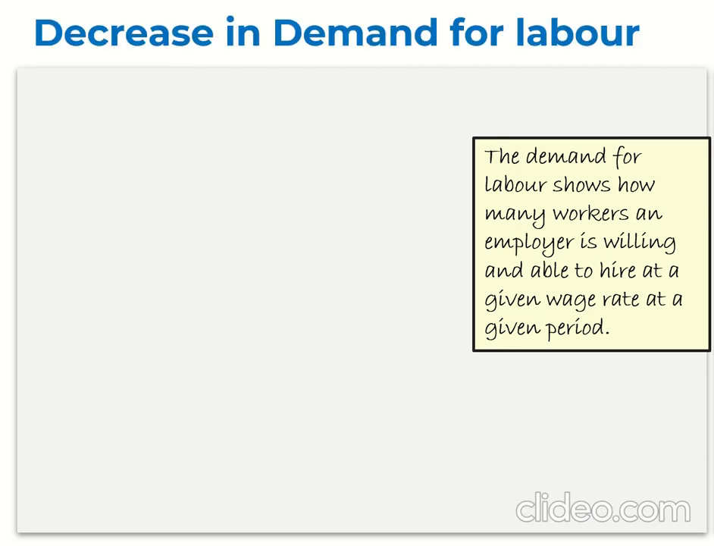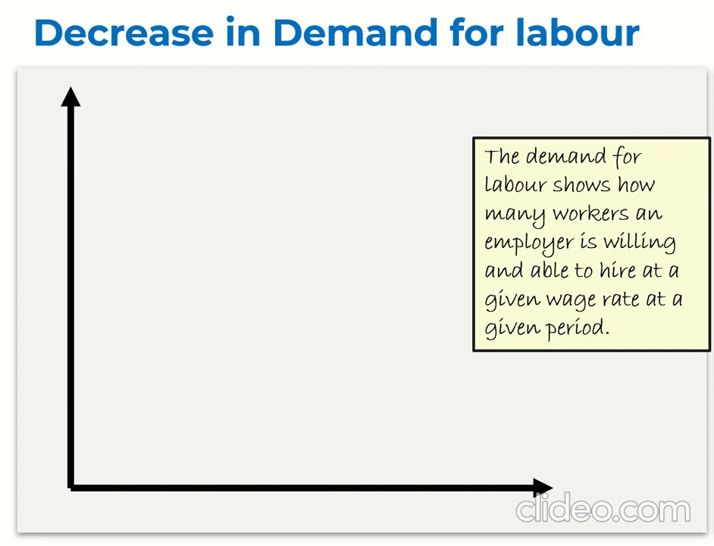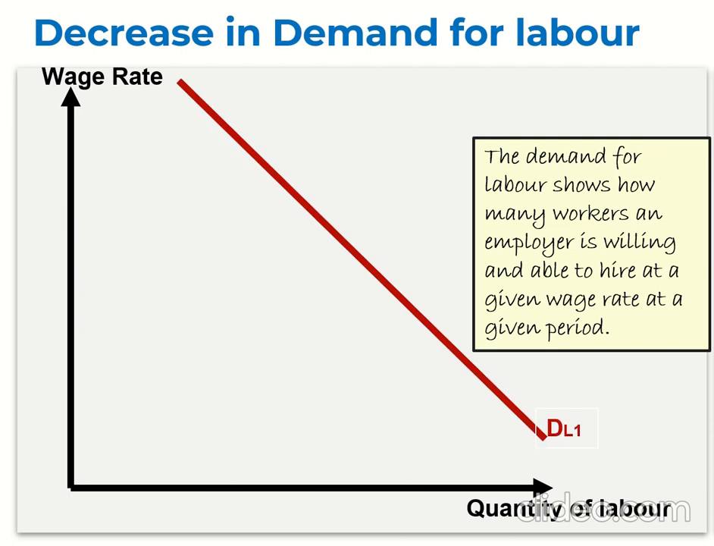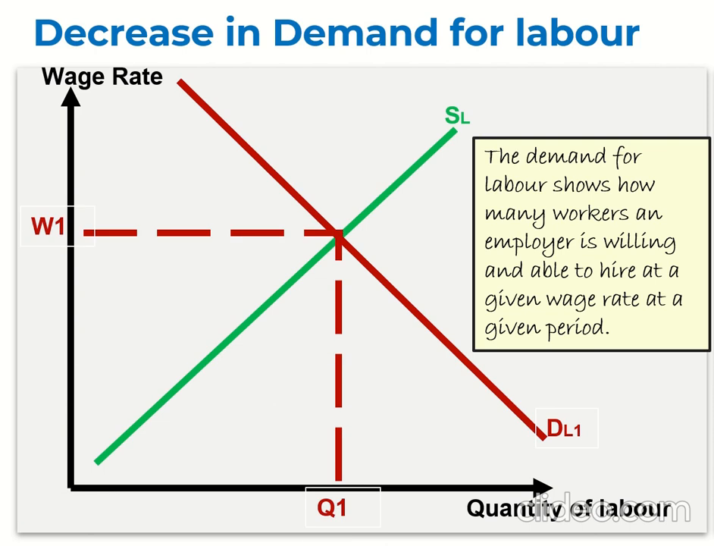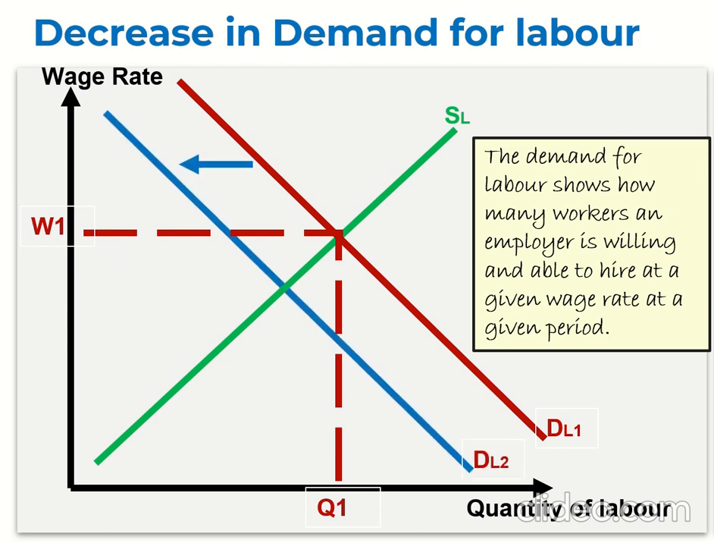Secondly, let's look at the impact of a decrease in demand for labor. So let's mark the axis, wage rate and quantity of labor. Draw a DL curve and an SL curve. Let's mark the equilibrium W1, Q1. Since there is a decrease in demand for labor, shift the DL curve towards the left side and mark it DL2.